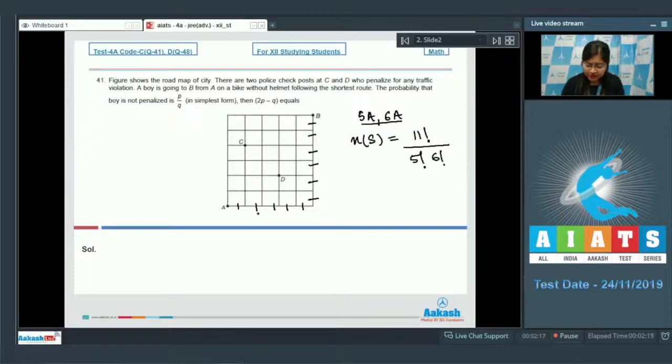Now let us firstly find the routes which pass through D. That will be equal to, here firstly we have 3 steps and 2 steps, so that is 5 factorial divided by 3 factorial into 2 factorial. Next we have to go from D to B. Here horizontally we have 2 steps and vertically we have 4 steps, so that is 6 factorial divided by 2 factorial into 4 factorial.